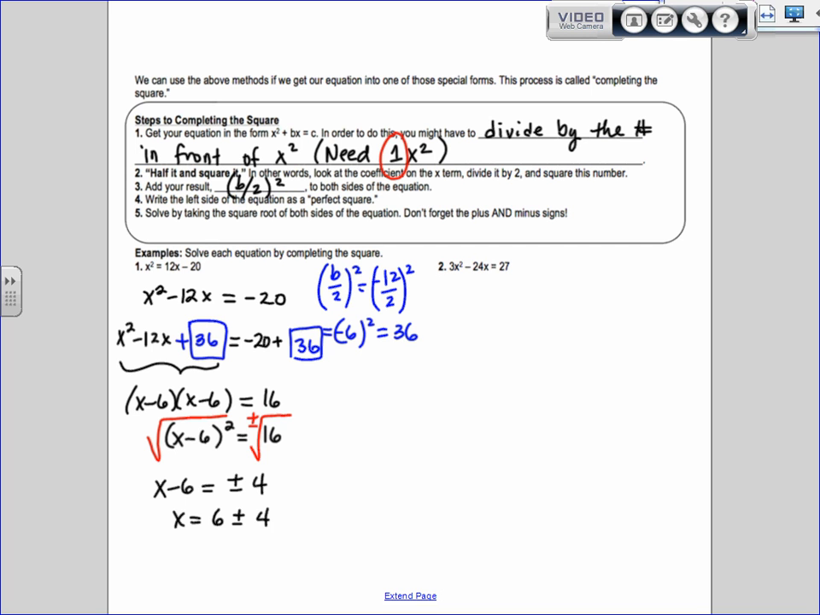So I have 6 plus or minus 4, and then I find my 2 answers. So be really careful. It's not plus or minus 10, right? It's 6 plus 4 is 10. 6 minus 4 is 2. So it's 10 and 2.